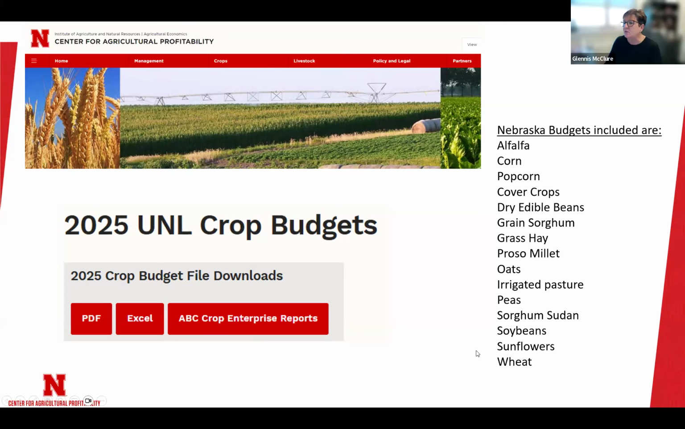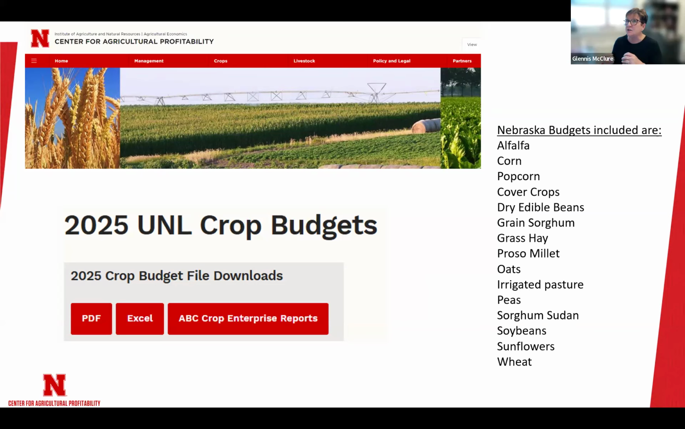Over here on the right, I'm showing you the different budgets, different crops that we do have included. There's 15 or so different categories of crops that we've included, I guess 16 now with popcorn. That's just to give you an idea of what we do include. We've got budgets from Western Nebraska. We have some Eastern Nebraska corn budgets, but generally you'll see a lot of statewide budgets too. Again, it's hard to do those geographically.